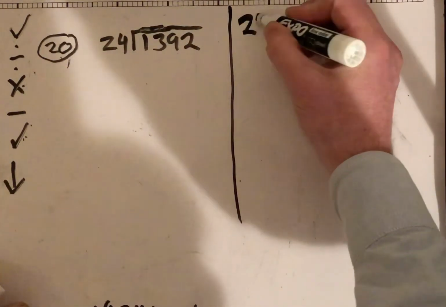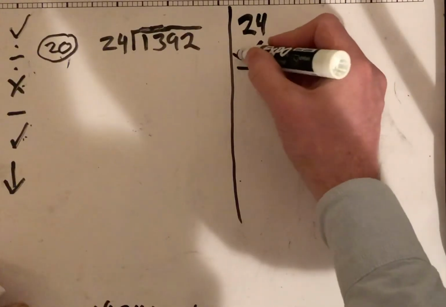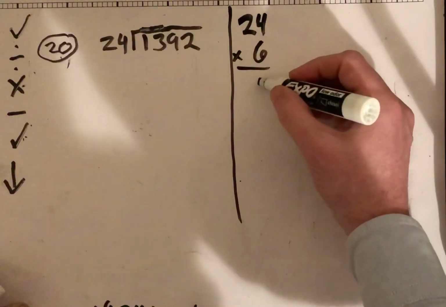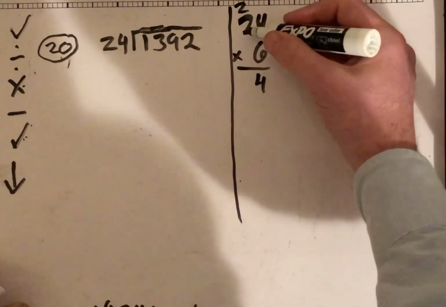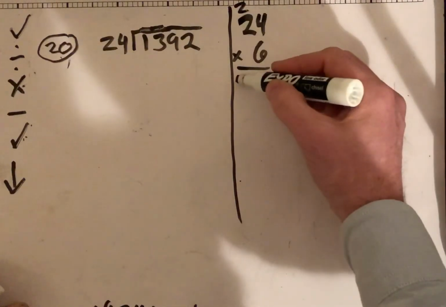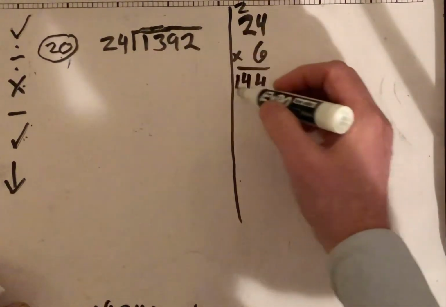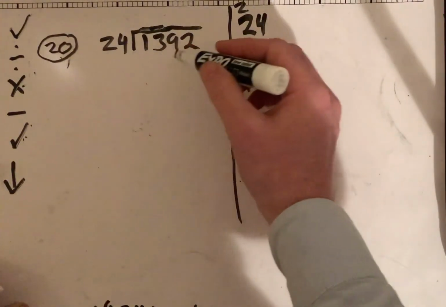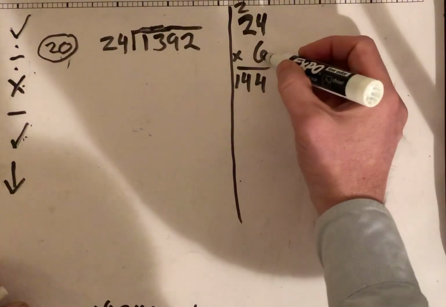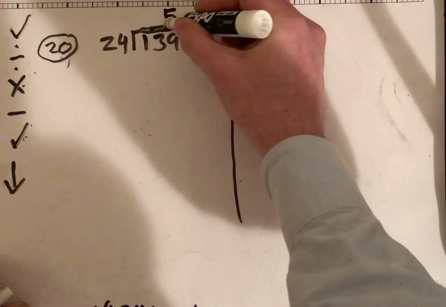I'm going to say 24 times 6. 6 times 4 is 24. 6 times 2 is 12, plus 2 is 14. And I can't fit that in there. I cannot fit 144 into 139. So I know 6 was just a little too big. So I'm going to say 5.